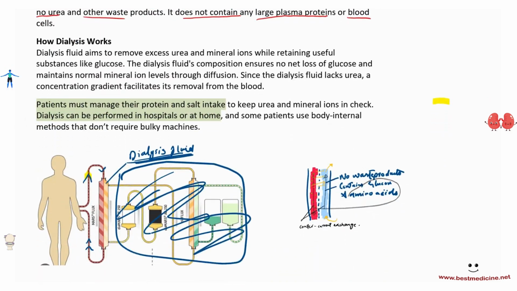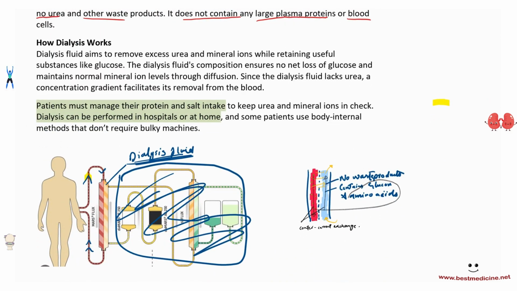How does dialysis work? I've just explained this. Dialysis fluid aims to remove excess urea and mineral ions while retaining useful substances like glucose. The dialysis fluid's composition ensures that there is no net loss of glucose and it maintains normal mineral ion levels through diffusion. Since dialysis fluid lacks urea, a concentration gradient facilitates its removal from the blood. Now, here's the thing. When somebody is on dialysis, they have to manage their protein and salt intake to try to minimize the amount of urea and mineral ions that they build up in their blood before they have their dialysis session, right?